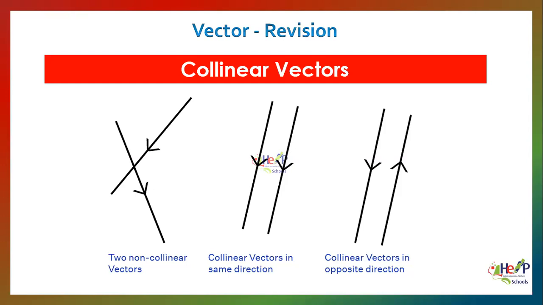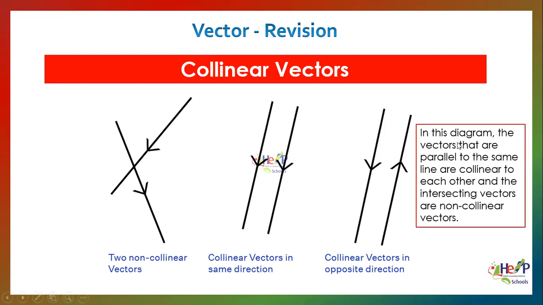If it's facing the same direction, then the constant k is positive. If it's facing in the opposite direction, like here, where it's facing down and the other one is facing up, the constant k is negative. It could be -2, it could be -1/2. They are collinear, but the two parallel lines are facing in different directions. So there is a very important statement here. In this diagram, the vectors that are parallel to the same line are collinear to each other, and the intersecting vectors are non-collinear.